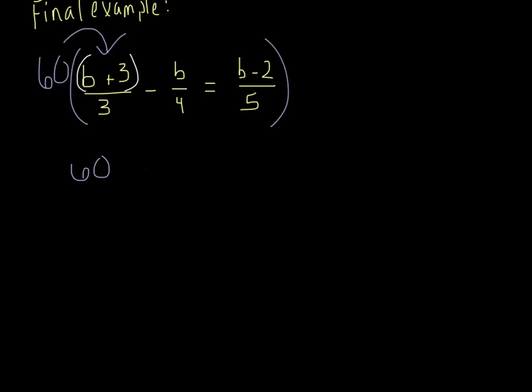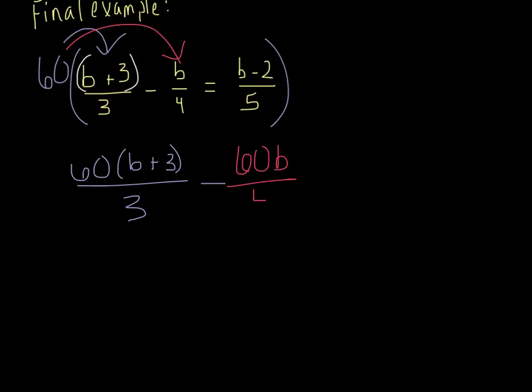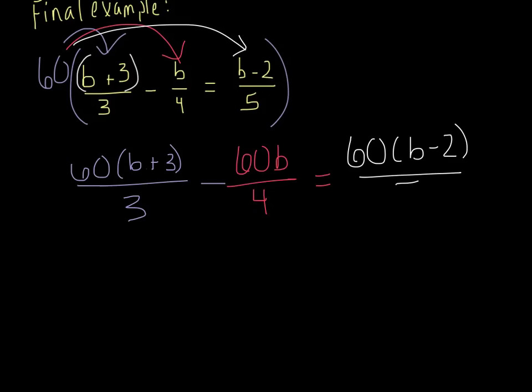Alright, so I'll do 60 times b plus 3 divided by 3 minus 60 times b, so we just have 60b, divided by 4. And on our final term, 60 times b minus 2. Again, that b minus 2 has to stay grouped together and divided by 5. And now we can go through and simplify each term.